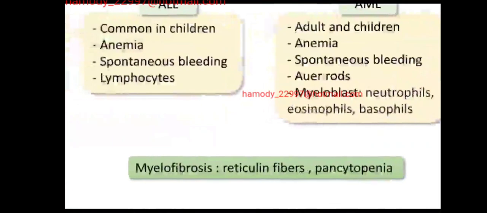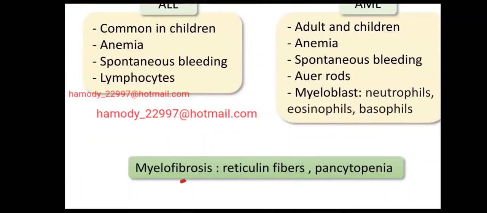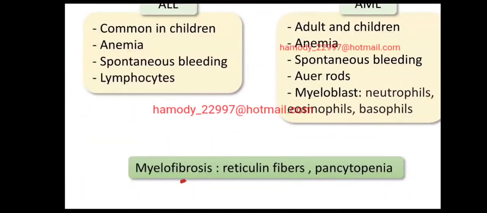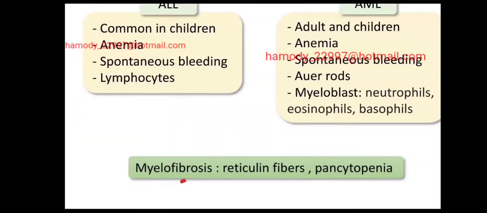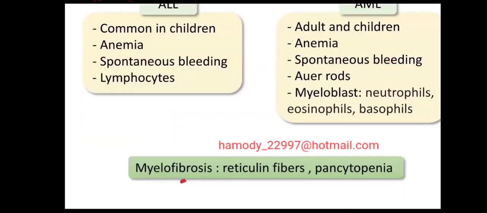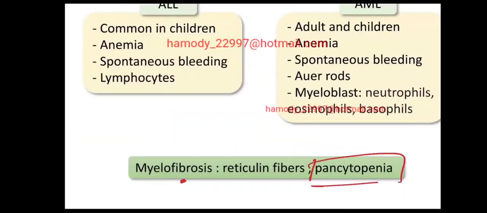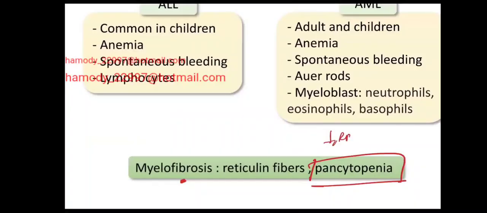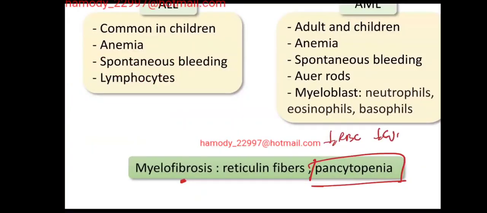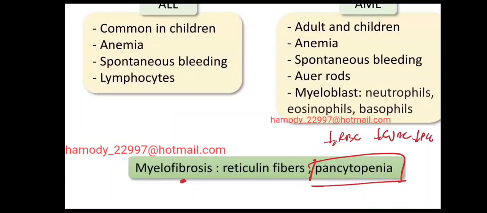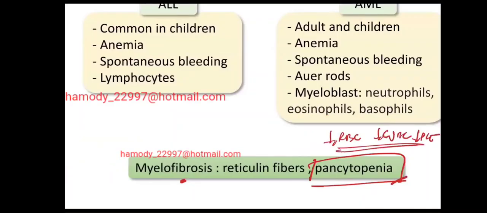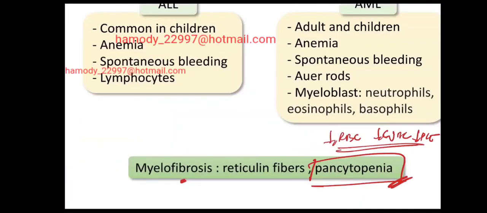There's another terminology you need to be aware of, which is myelofibrosis. What happens? Your bone marrow gets replaced with fibrous tissue. So fibrous tissue replaces it, and all kinds of cells will decrease. That's why it is known as pancytopenia. So there will be decreased RBCs, decreased WBCs, and decreased platelets. That's why it is known as pancytopenia, what the patient presents with.